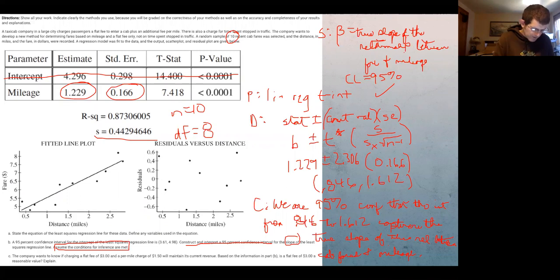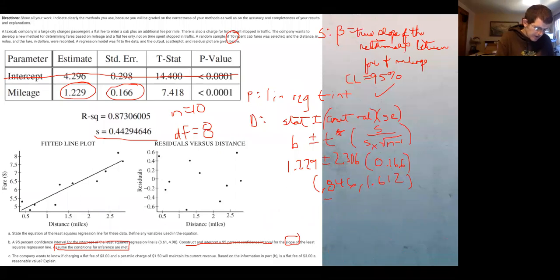So I'm going to erase a bit of stuff. We can look at the last part right here. And the last part says, the company wants to know if charging a flat fee of $3 and a per mile charge of $1.50 will maintain its current revenue. Based on the information in part B, is a flat fee of $3 a reasonable value? What are your initial thoughts on how you'd approach this question?